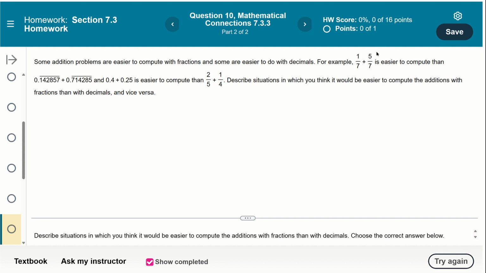Clearly, when the denominators are the same, it's easier to handle it in fractional form. Now, if the denominators are different, it's not necessarily easier to handle it as decimals. It's easier to handle it as decimals if they're nice denominators, meaning the denominators in factored form only have 2's and 5's in their factorization, and therefore become terminating decimals. Both of these are terminating decimals. That's when it would be easier to use the decimal form.